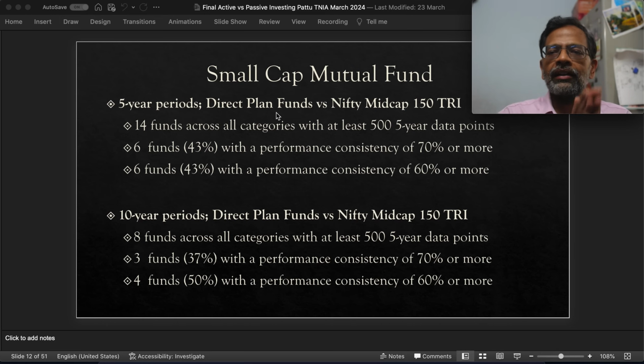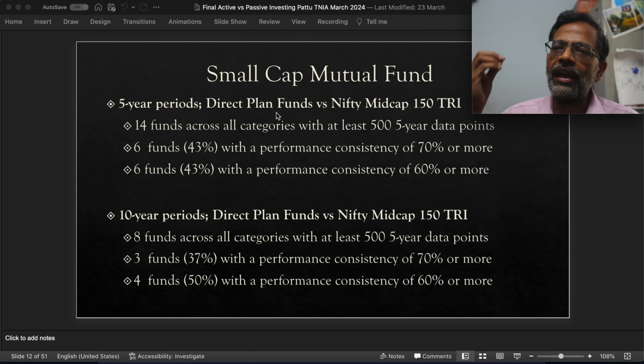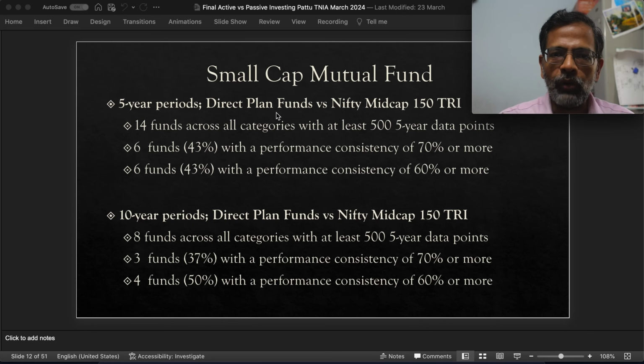So beating the small cap index is extremely easy. And saying that an actively managed small cap fund has beaten the small cap index is like saying the sun is hot. It's trivial. It's a given. They better beat it for the kind of expense ratio they're charging.